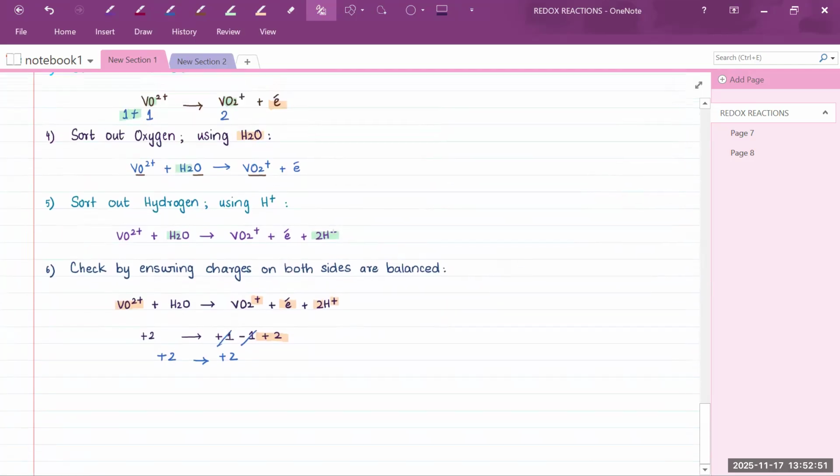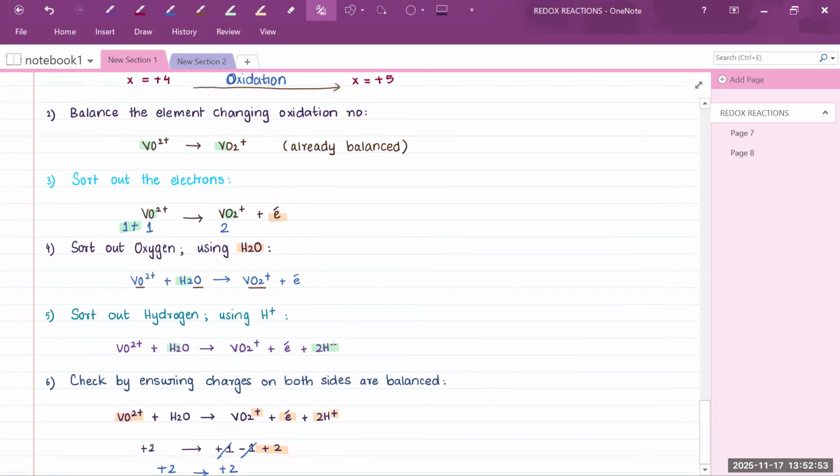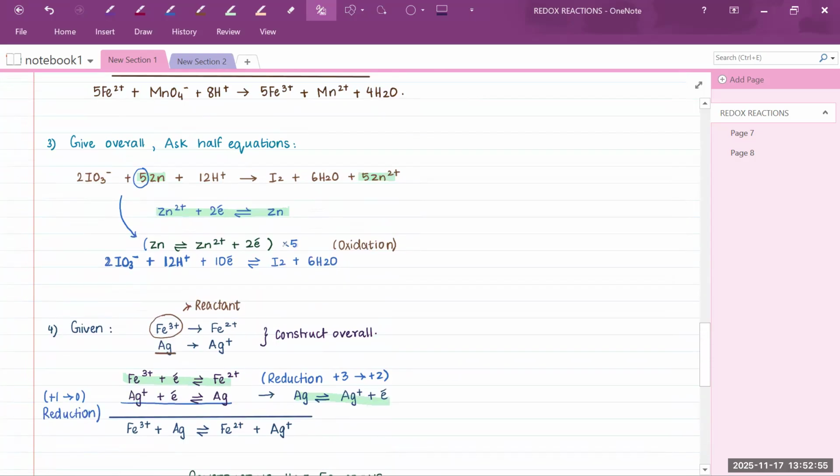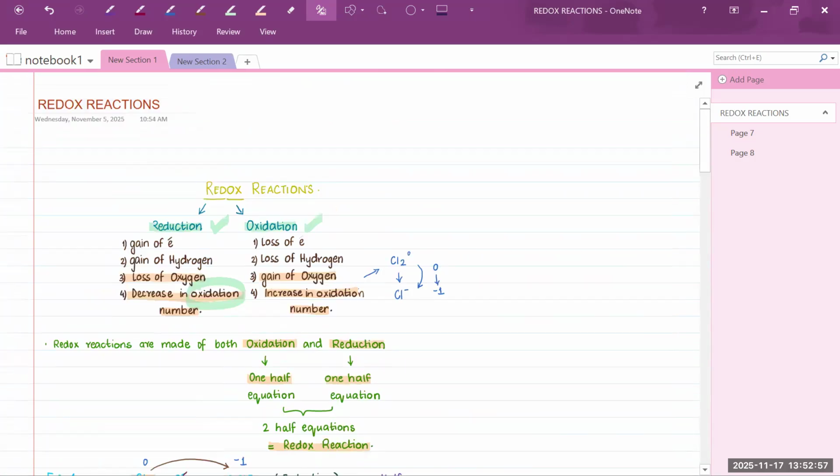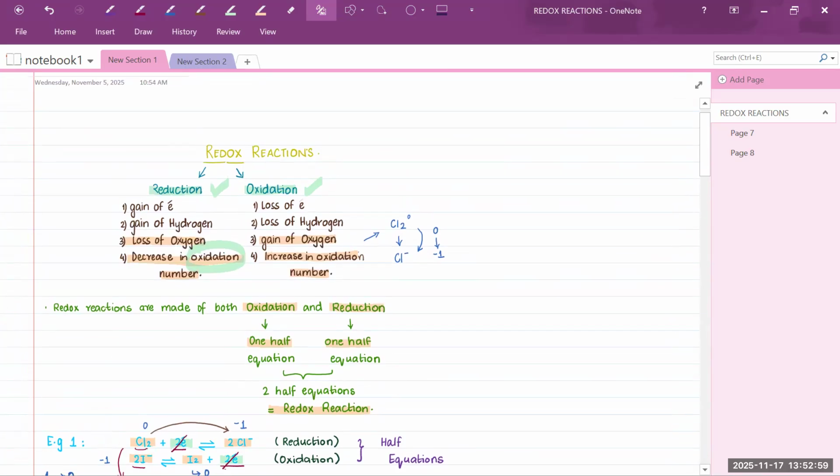And that's all about it for redox reactions. You guys don't have to do anything else for AS chemistry redox reactions. These are all the notes that you need. I hope you guys understood what I was trying to teach you. I hope you have no difficulty in doing past paper questions.